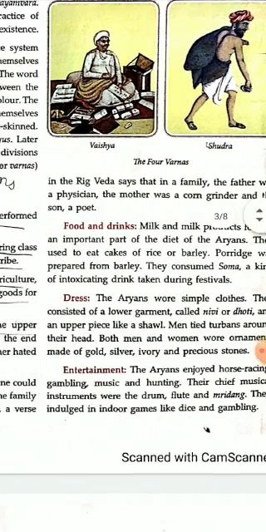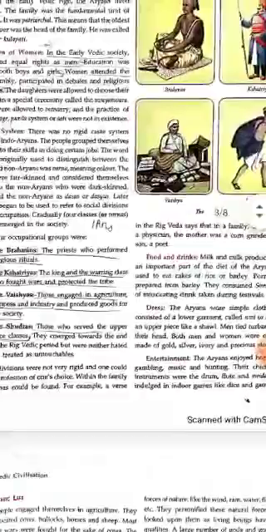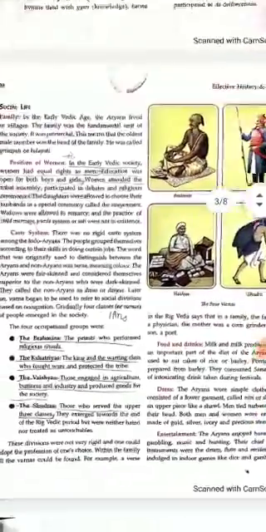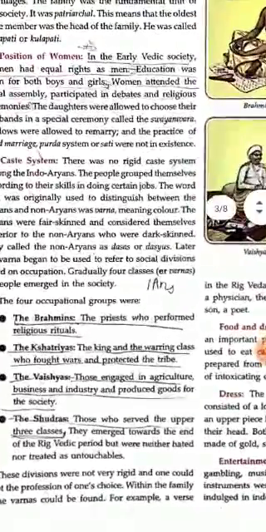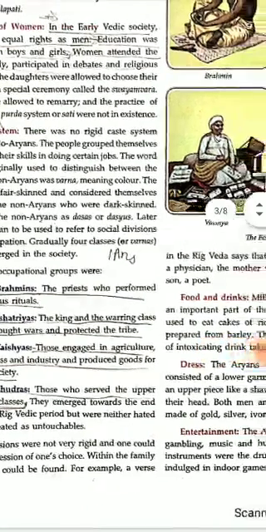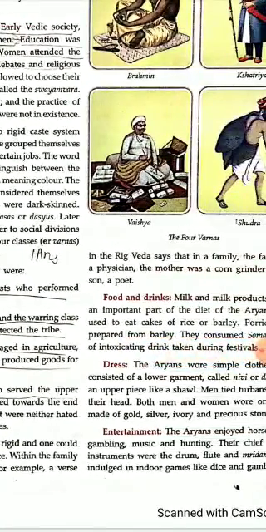So today we learnt about the caste system of the Aryans. There were mainly four groups, four classes in the society: the Brahmins, the Kshatriyas, the Vaishyas, and the Shudras. And we also learnt about the food and drinks of the Aryans, their dress, and about their entertainment.